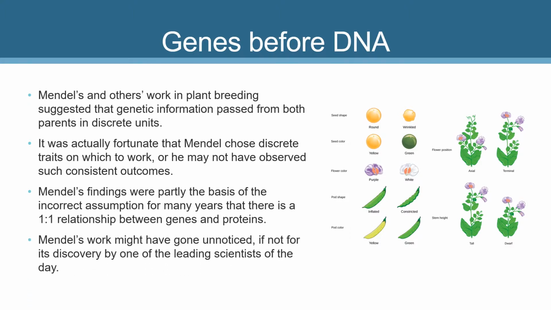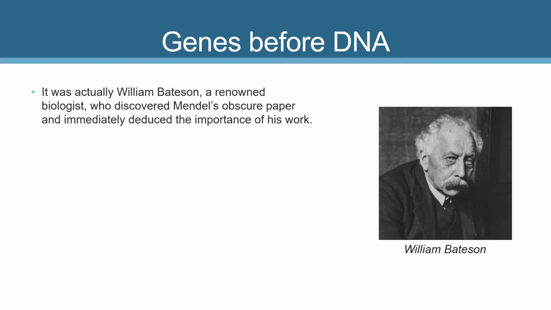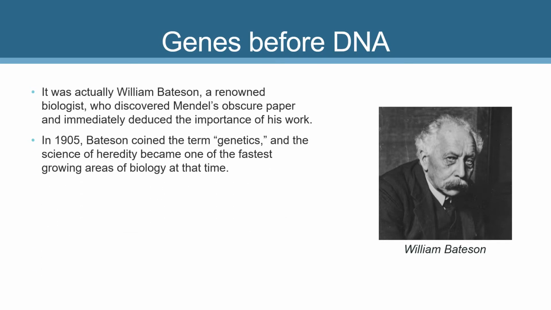Mendel's work might have gone completely unnoticed if not for its discovery by one of the leading scientists of the time. It was actually William Bateson, a renowned biologist, who discovered Mendel's obscure paper and immediately deduced the importance of his work. In 1905, Bateson coined the term genetics, and the science of heredity became one of the fastest growing areas of biology at that time.